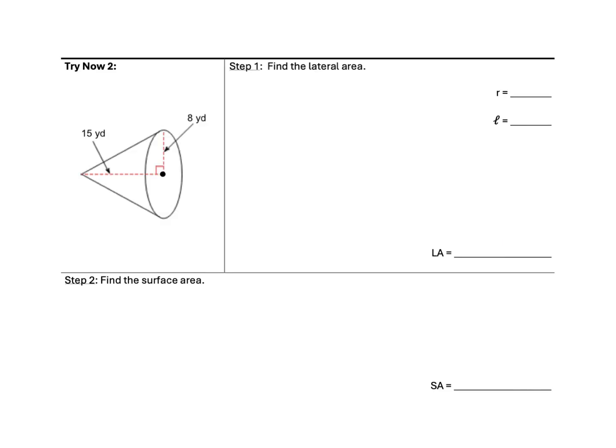Here's one more example. This problem is similar to the last problem in that it's actually missing the slant height. See how the slant height should be this value right here? You'll have to do the Pythagorean theorem quick to find the slant height, and then you'll be able to calculate the lateral area and the surface area. Why don't you try this problem on your own? Please pause the video now and give that problem a try.